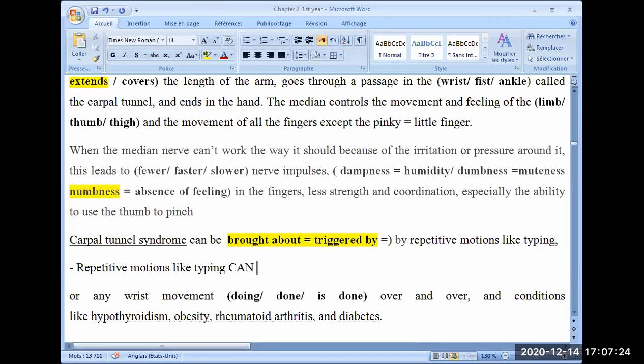Here the verb is in the infinitive: bring. Can bring about, which means cause, trigger carpal tunnel syndrome.